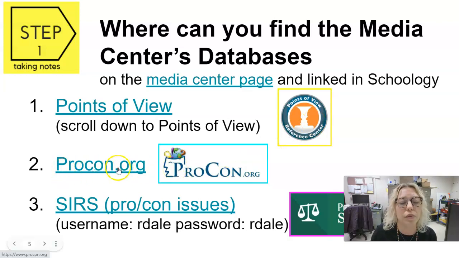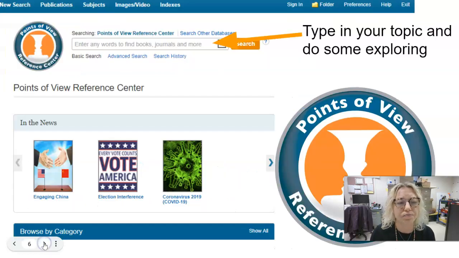Procon.org, the link is in your 5.3 notes document, and SIRS, Procon issues, it's also in your notes document. So these are the 3 sources that are going to work the best for this assignment. When you get into Points of View, you can look here for your topic and just start to do some exploring.